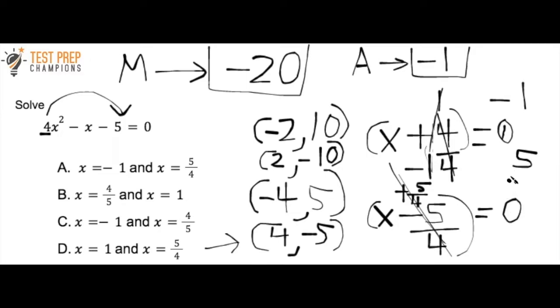So I have to add 5 over 4 on this side. 0 plus 5 over 4 is just 0. Or I'm sorry, it's just 5 over 4. So I'm left with x equals 5 over 4. So here we have our solution, and hopefully you got A as the right answer.